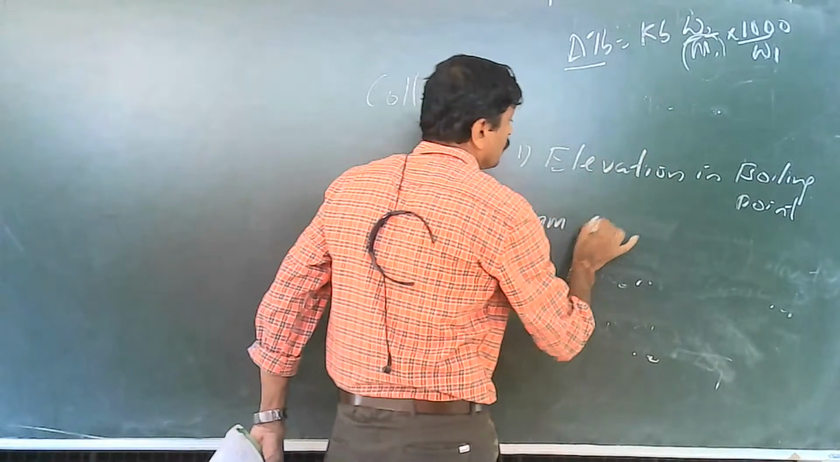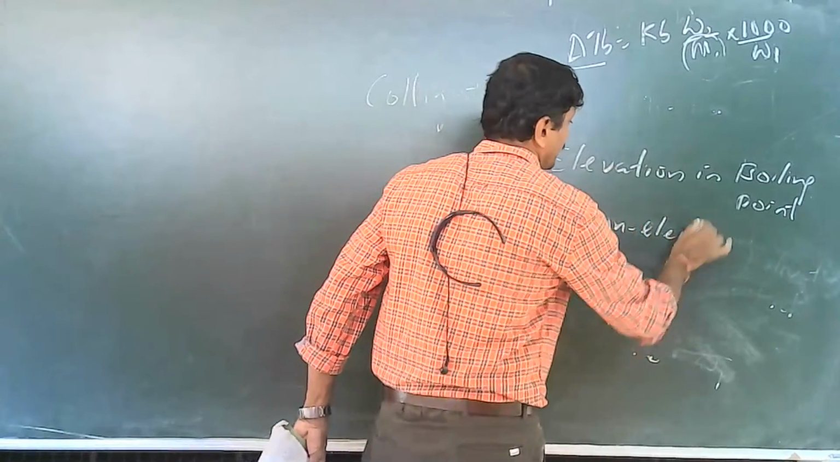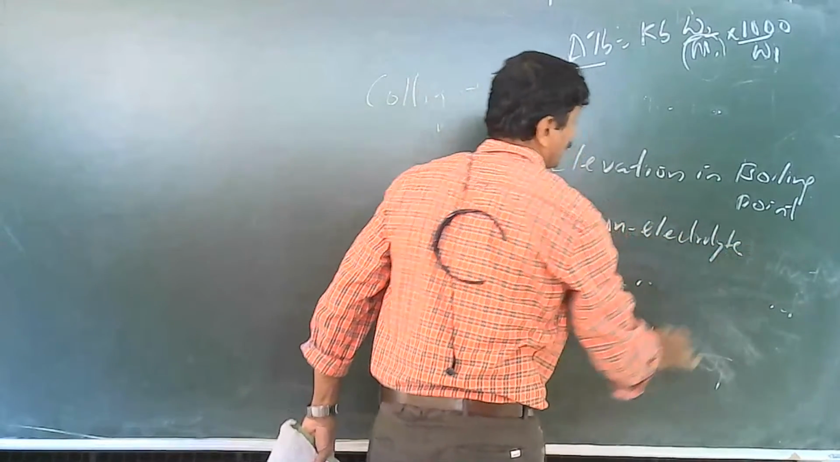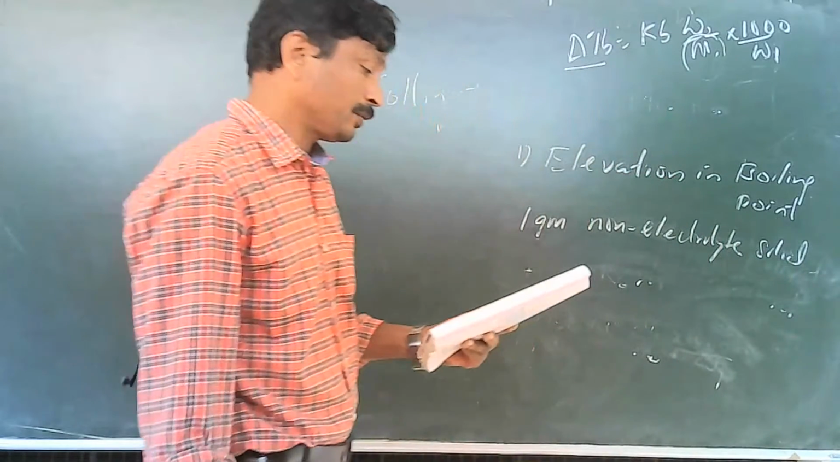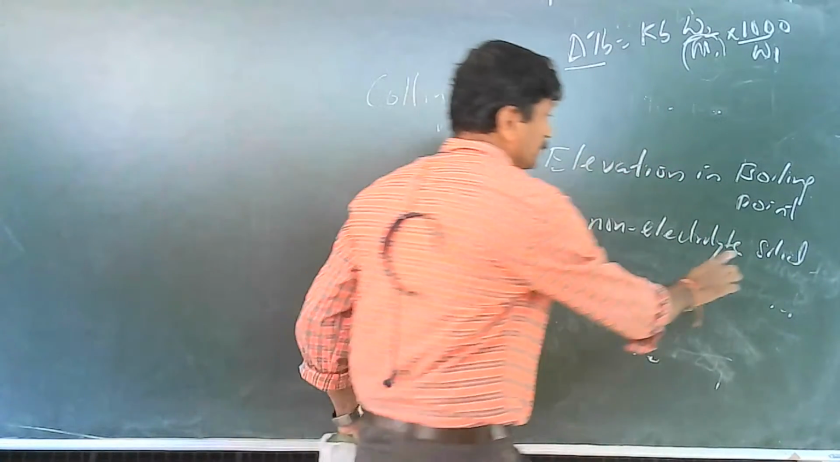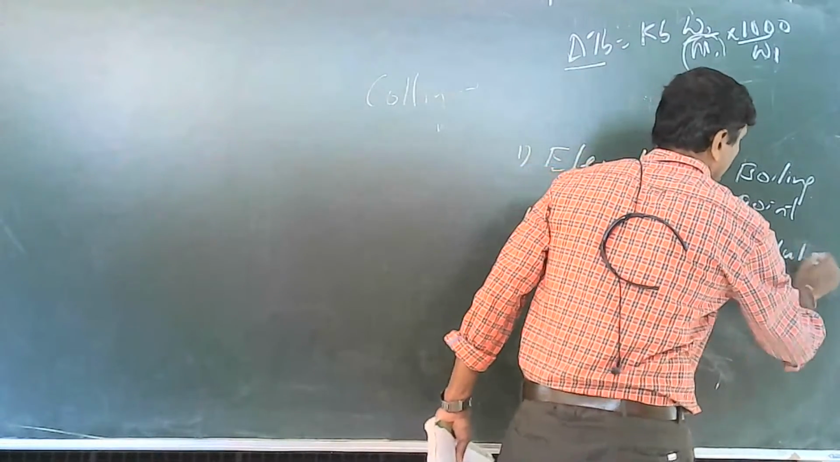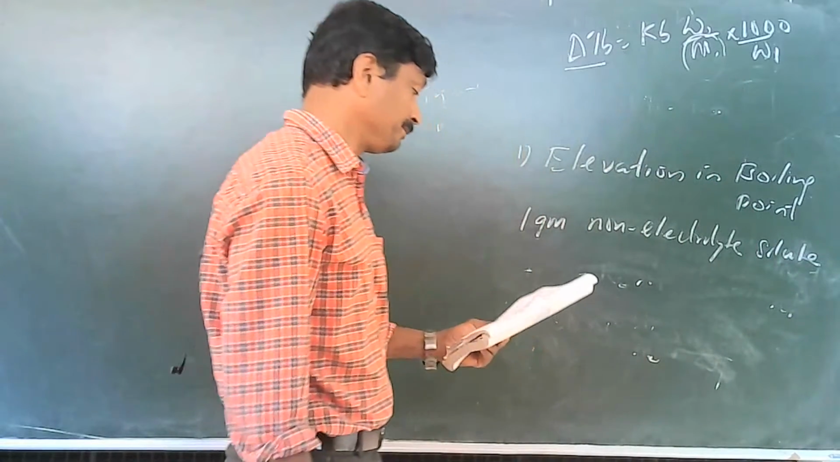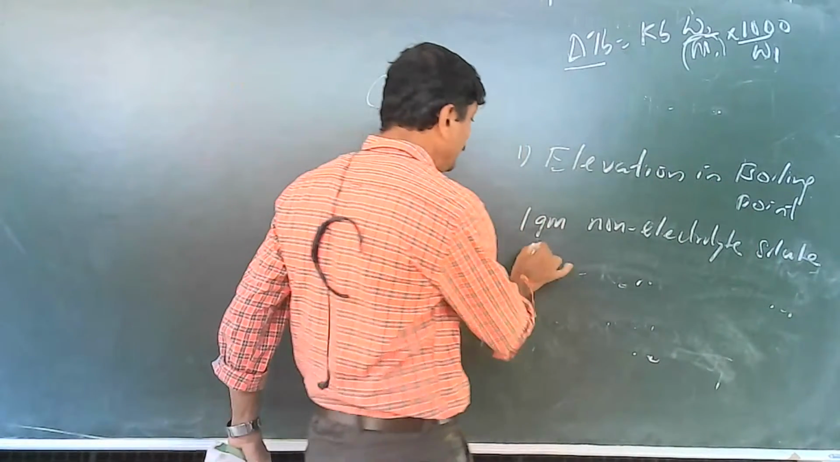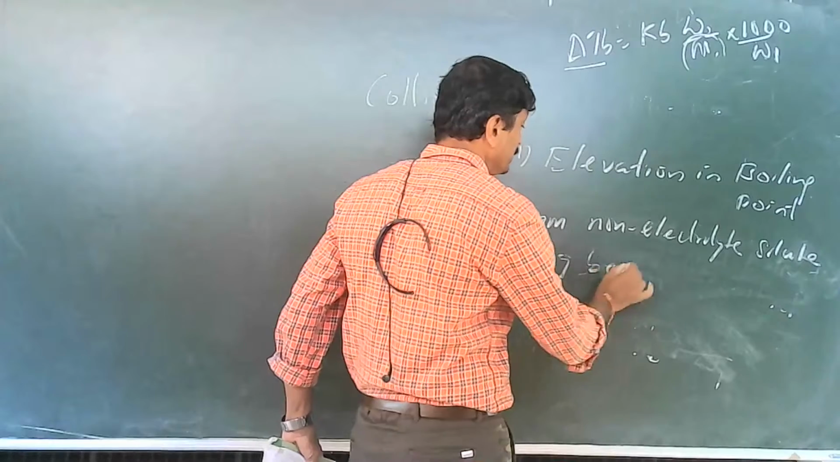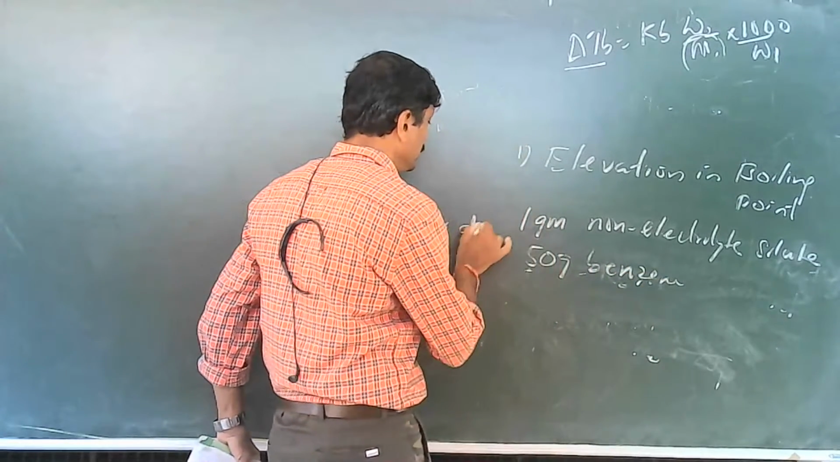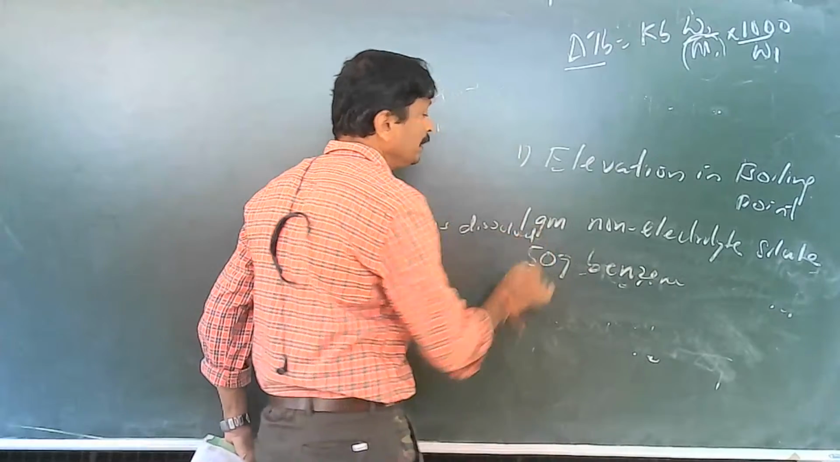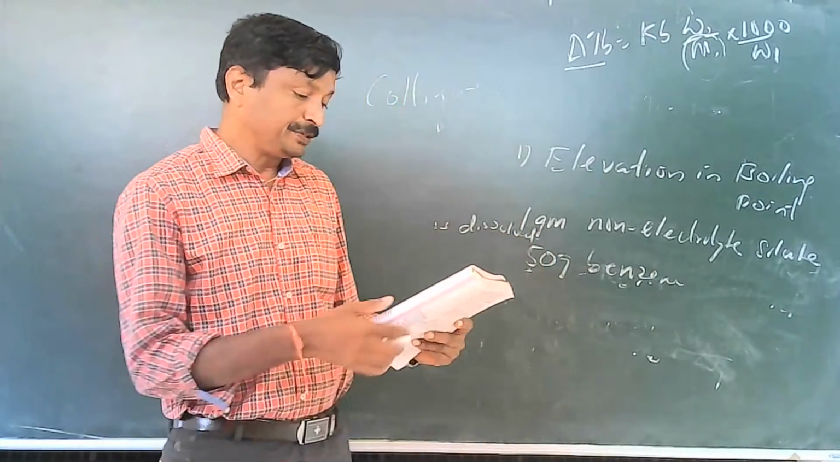One gram of a non-electrolyte solid solute is dissolved in 50 grams of benzene.